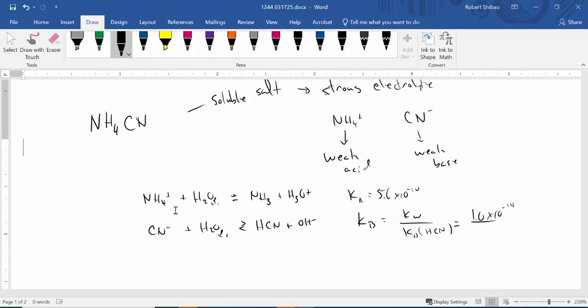Does somebody have their notes from last time, I think? Five times 10 to the negative 10? 6? 6 times 10 to the negative 10. Thanks. I think it was 6.0. So that gives it a Kb value of 1 times 10 to the minus 14 divided by 6 times 10 to the minus 10.